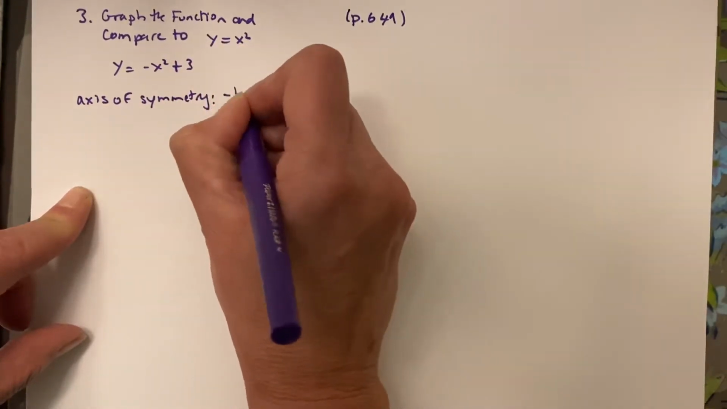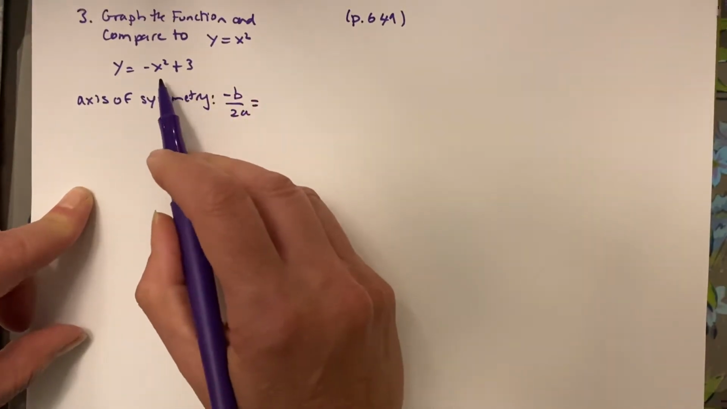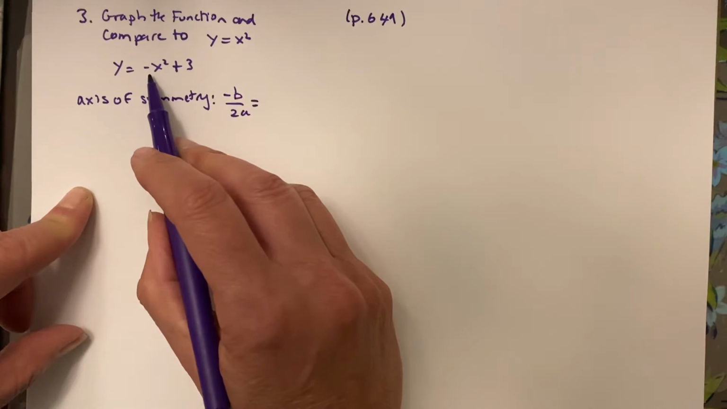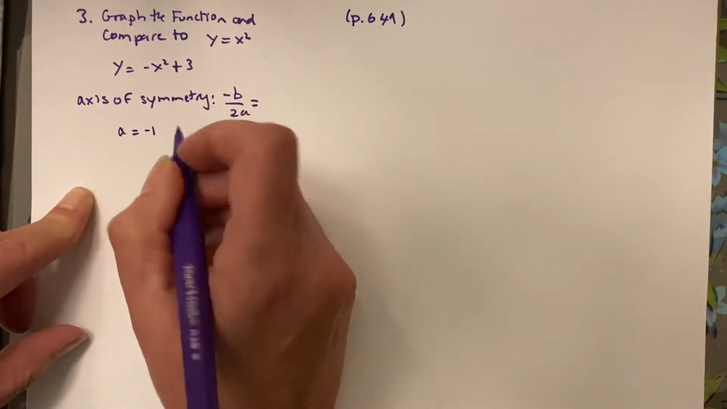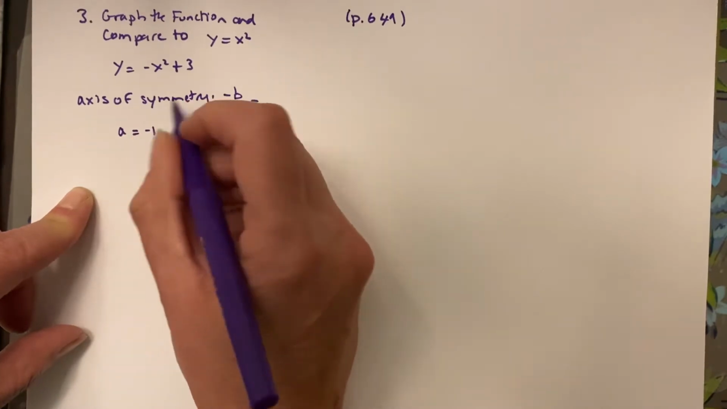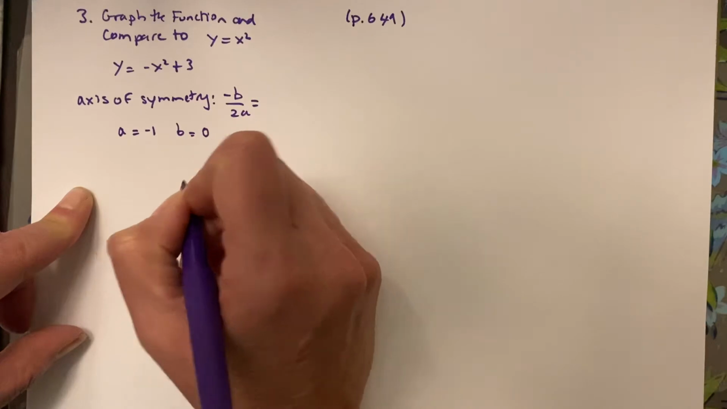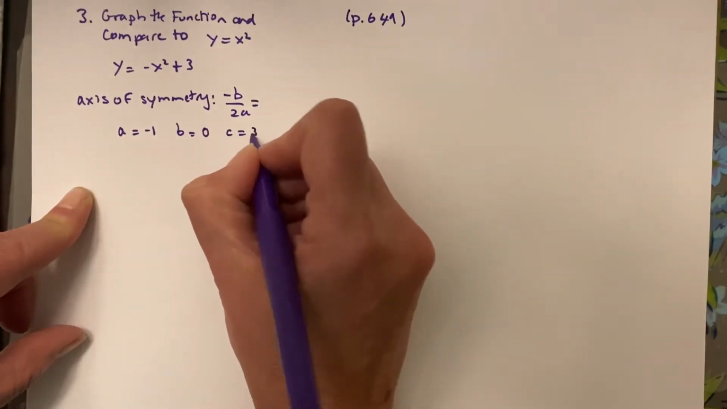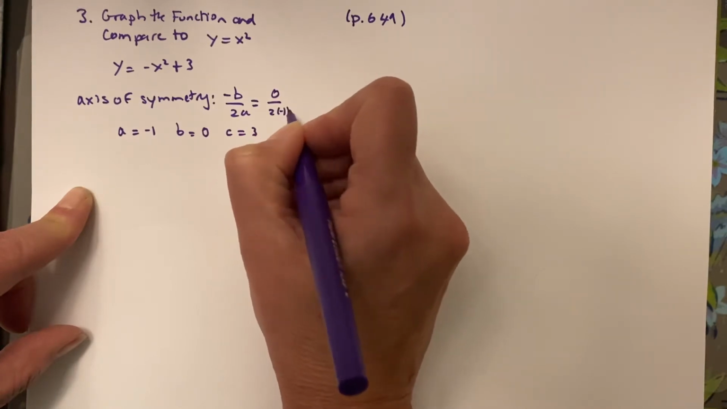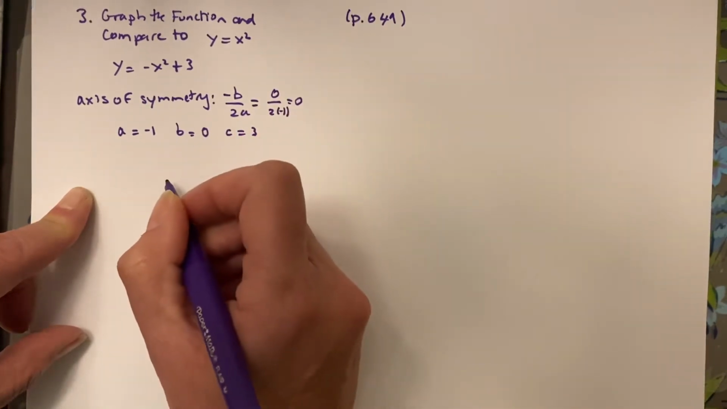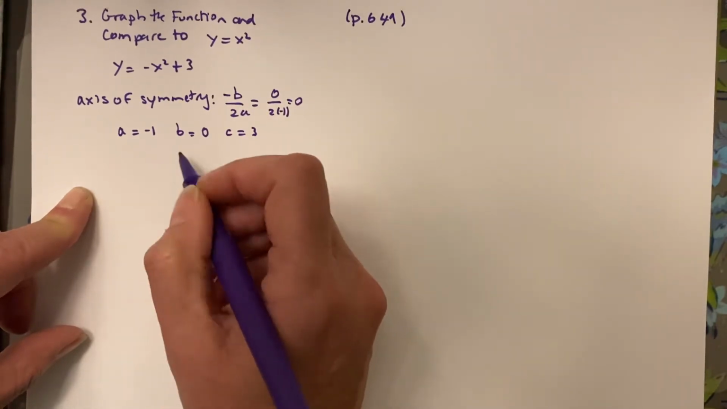Which is negative b over 2a, right? Now remember, here, what's in front of the x squared is actually a. So just remember, a is -1 because it's in front of the x squared. B, well, what's b? There is no b, right? It's 0. And then c is 3. So if I have 0 over 2 times -1, then my axis of symmetry is 0. So it's essentially going to be my y-axis.